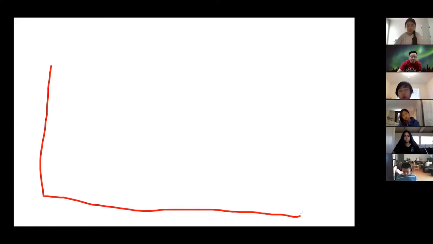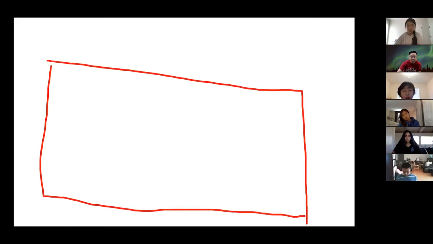So if this is the whole visual field, you can basically see a line like that.